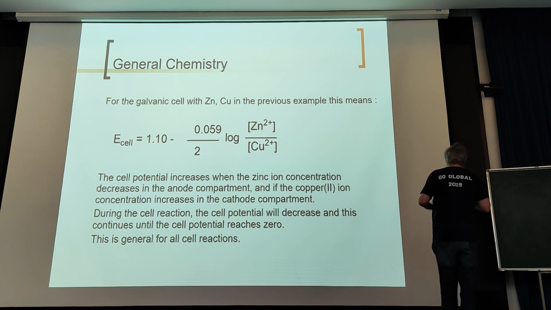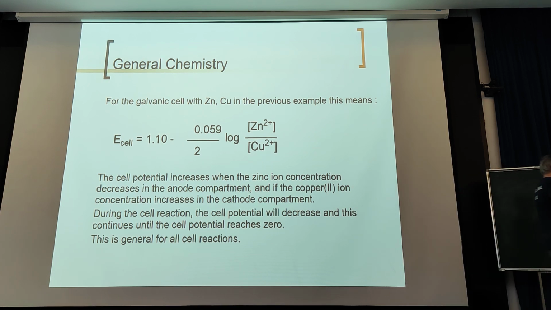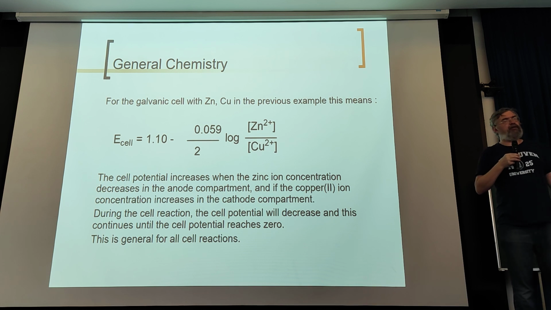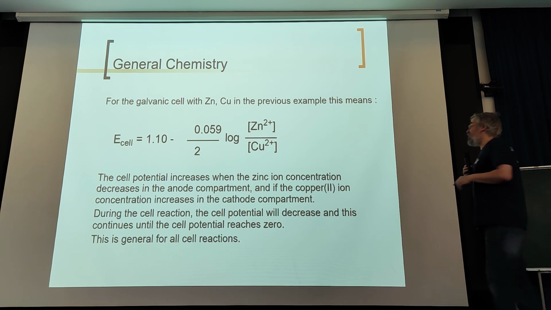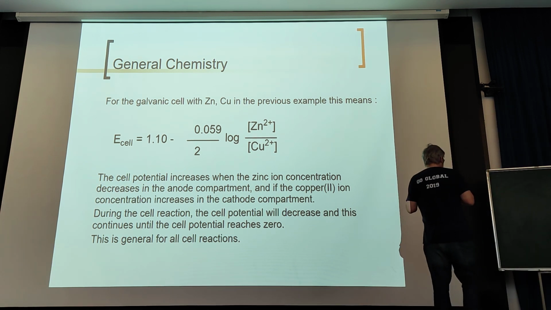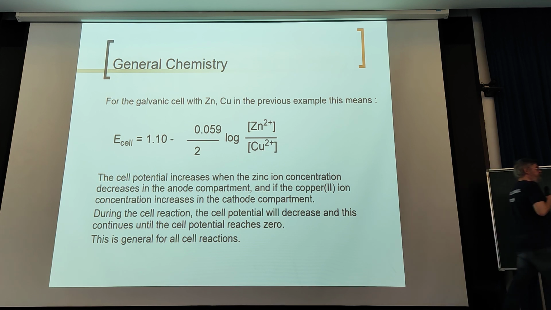So if you apply this to our reaction between zinc metal and copper 2+, we have two things on the left side and two things on the right side, but the zinc metal and the copper metal are solids. So the zinc 2+ and the copper 2+ are in solution. These are changeable concentrations, and that's why they end up in our Q.